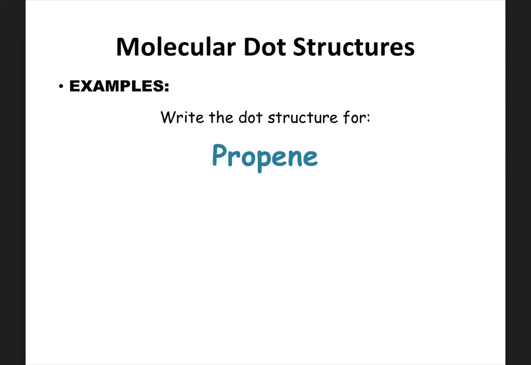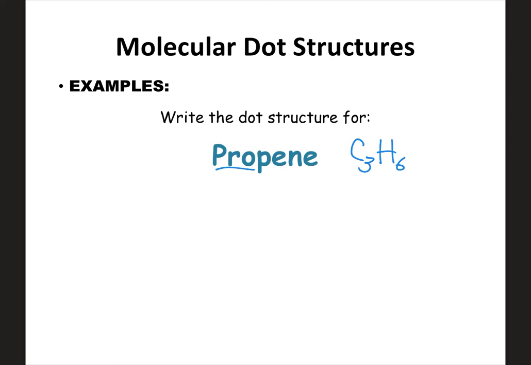So we're going to do one more example here. We're going to do the dot structure for propene. If you remember back to naming rules, anytime you see something with an "ene" ending, that's going to mean it's an alkene. So we know it's going to have the elements C and H in it. The prefix prop tells us that there's going to be 3 carbons. And because it's an "ene", that means it's going to be just times 2 for the number of hydrogens. So it's going to be C3H6.